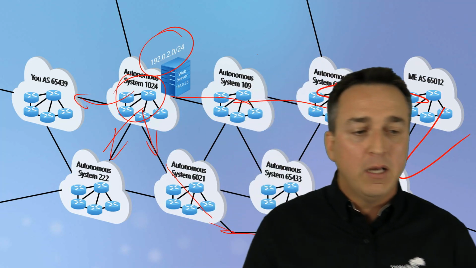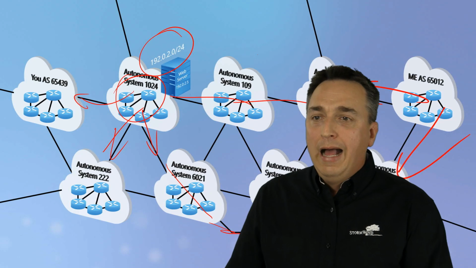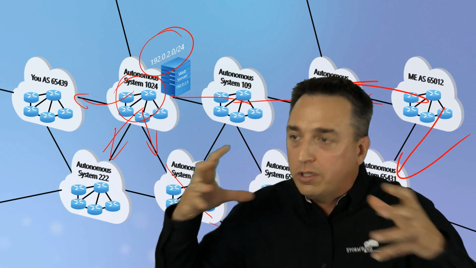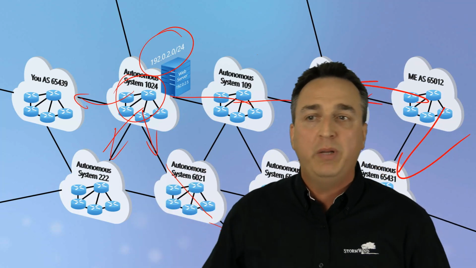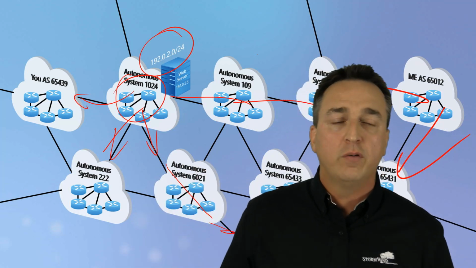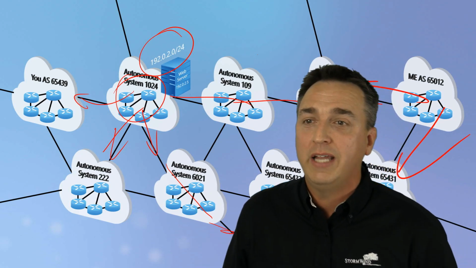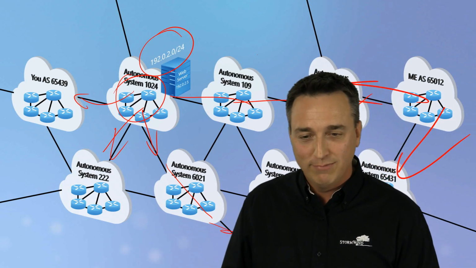So really, the internet is really about all these different autonomous systems all connected together, all running BGP and sharing all of that information, and everybody playing nice. And if anybody doesn't play nice, that's when the internet has problems.